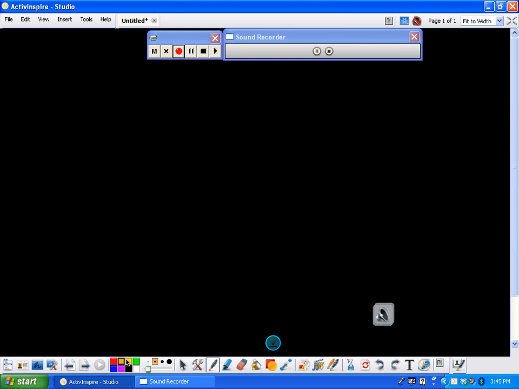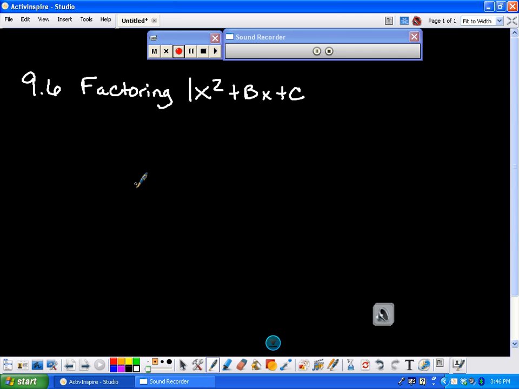Okay, now we're looking at lesson 9.6, which has to do with factoring x squared plus bx plus c. The main difference here is that this factoring works because you have to have a 1 here for the a. So we're going to do an example together.